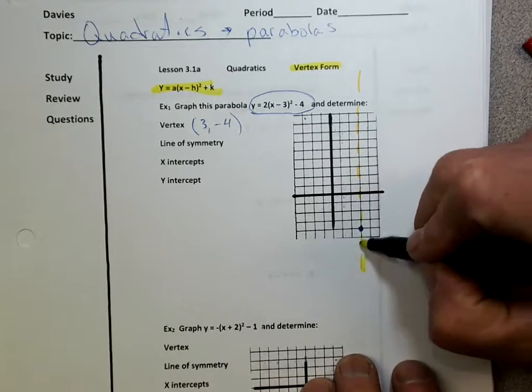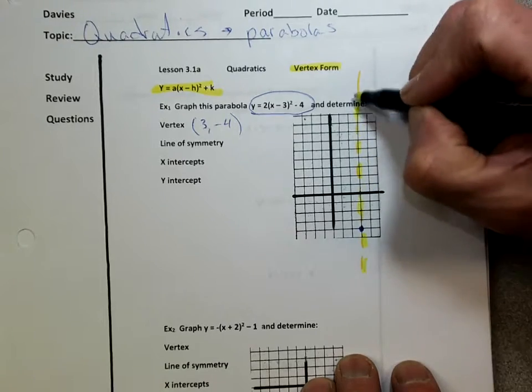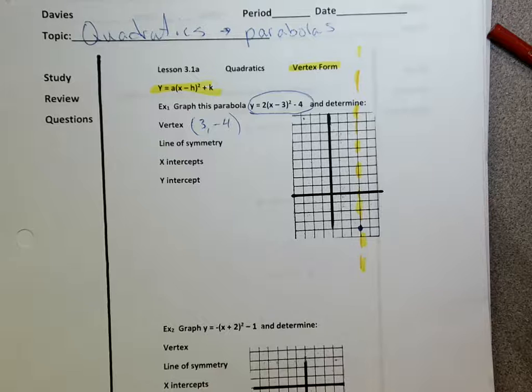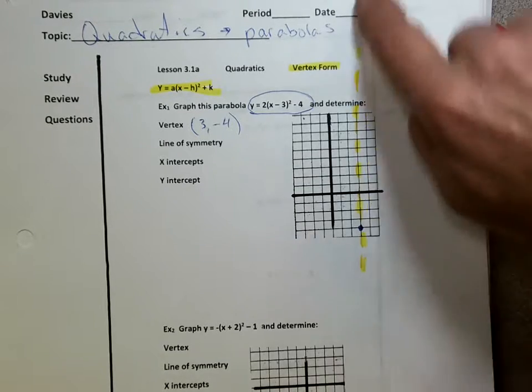There we go. Now this line of symmetry is not part of the graph at all. It's an imaginary line. This little dashed line is just an imaginary line. You'll never see it on your calculator. But for us, it's a nice little line that we can reflect over, okay? So the line of symmetry is a line.